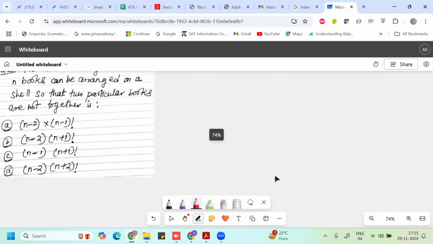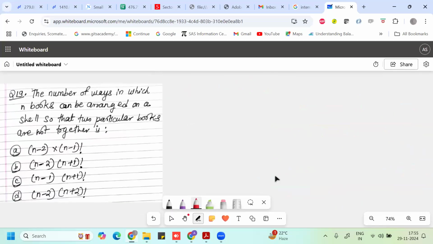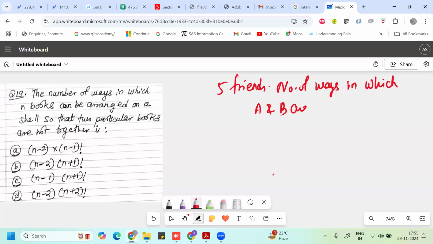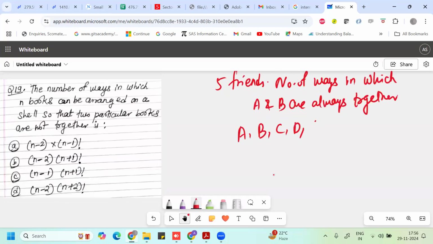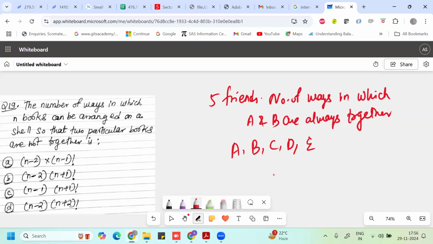Remember this. Suppose I have 5 friends, and if I ask you the number of ways in which A and B are always together. Suppose I have 5 friends, A, B, C, D, E. I want A and B always together.